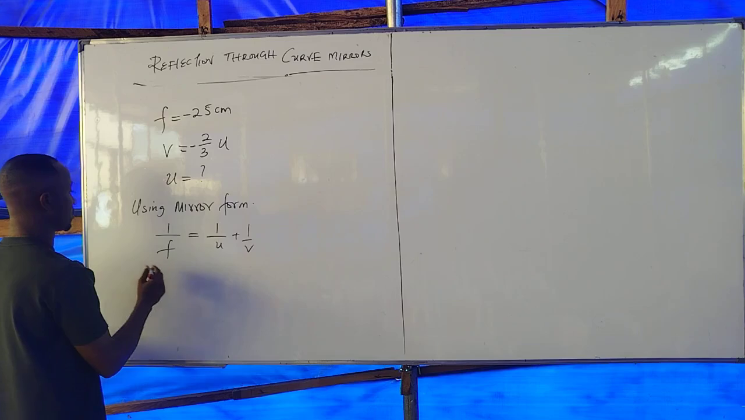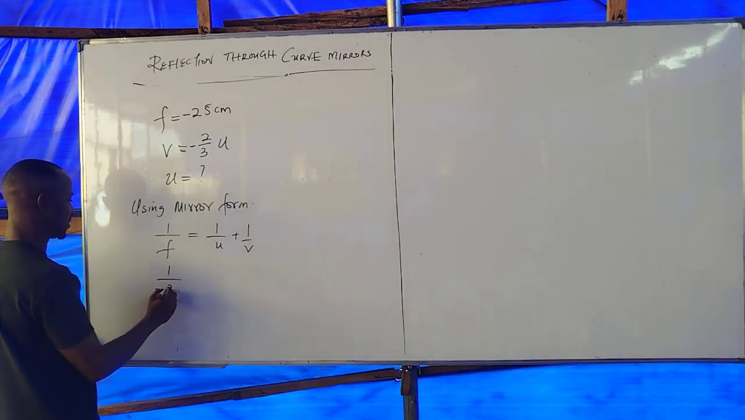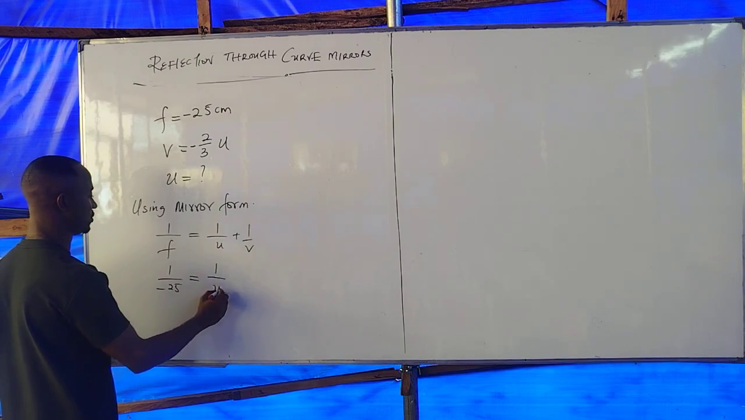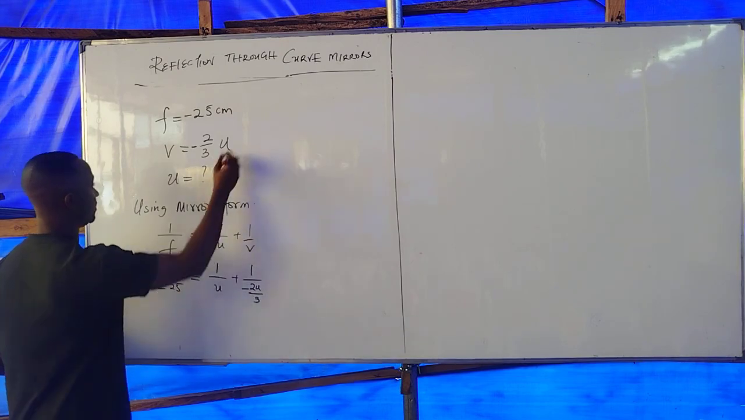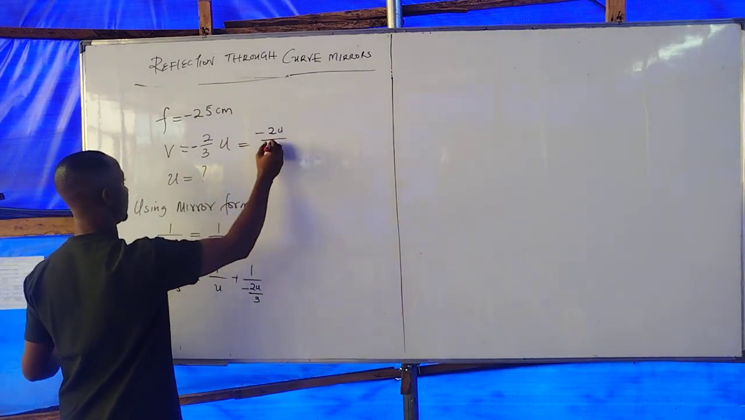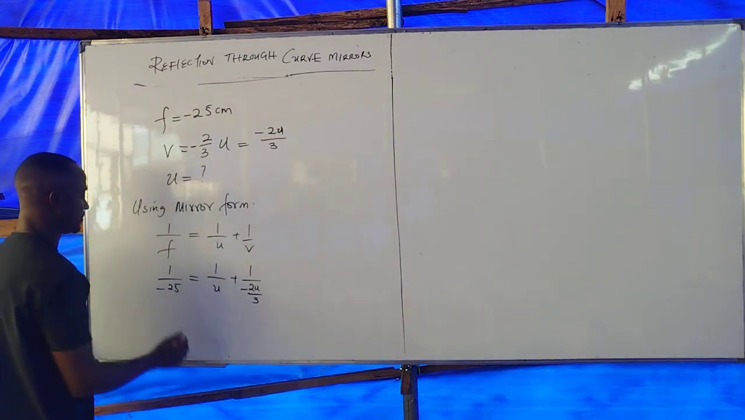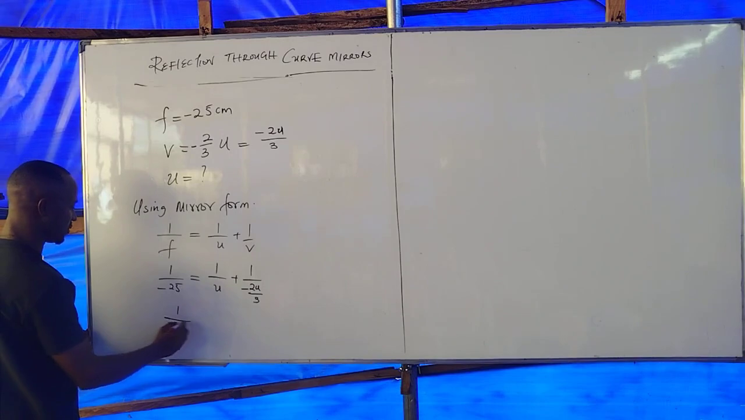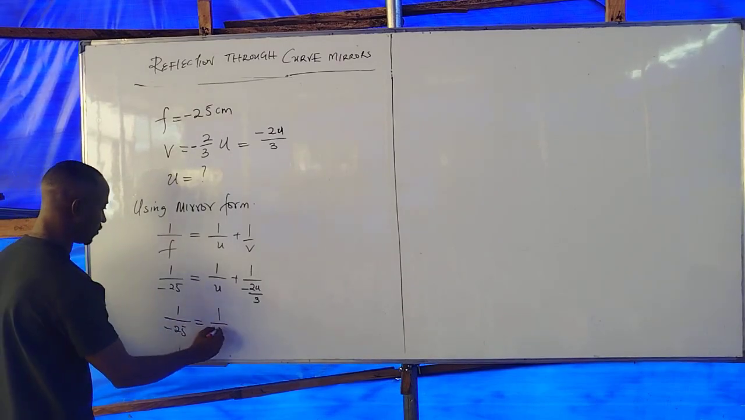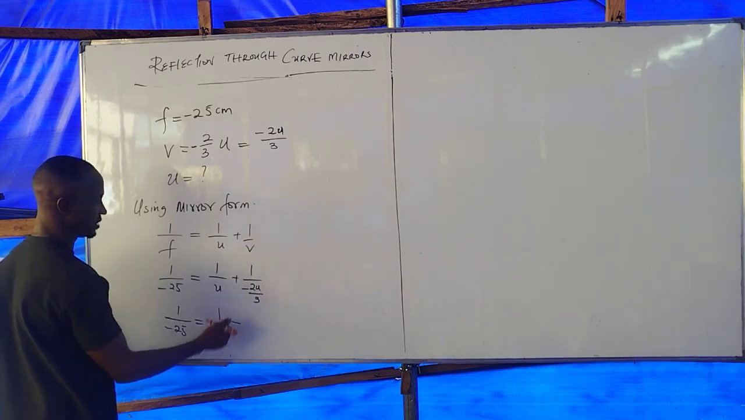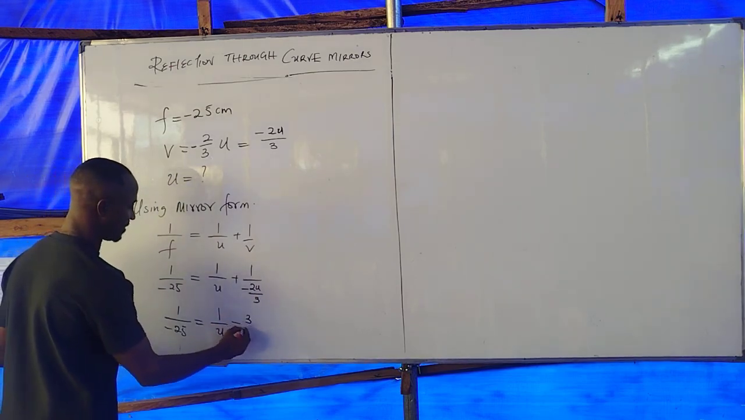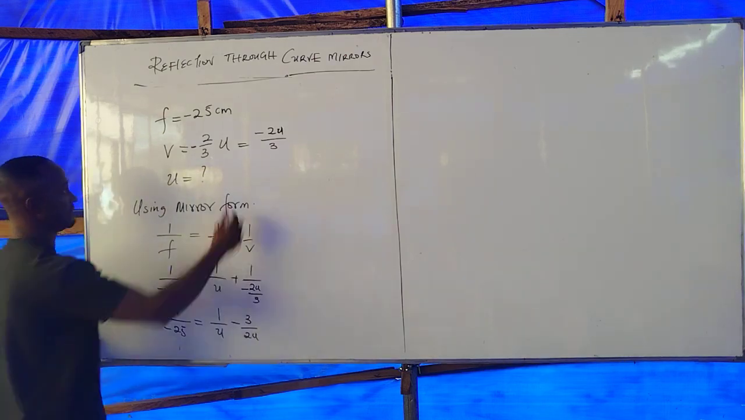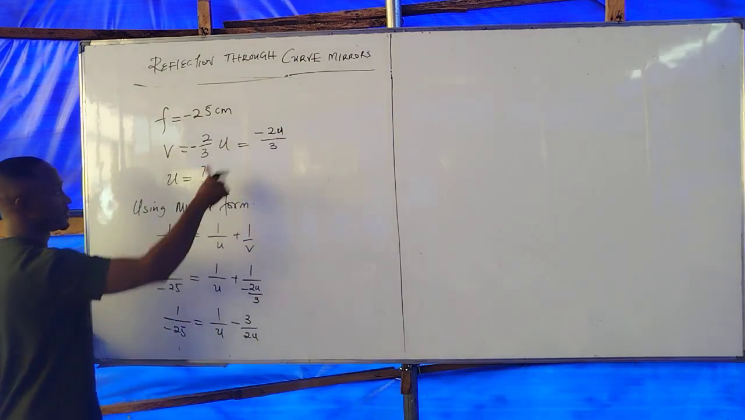Either way, you are still correct. So we now have 1 over minus 25 equals 1 over u plus 1 over v, where our v is negative 2u over 3. This is the same as minus 2u divided by 3, right? Let's evaluate this further. This will give us 1 over minus 25 equals 1 over u, minus times plus is minus, and the inverse of 2u over 3 will give us minus 3 divided by 2u.